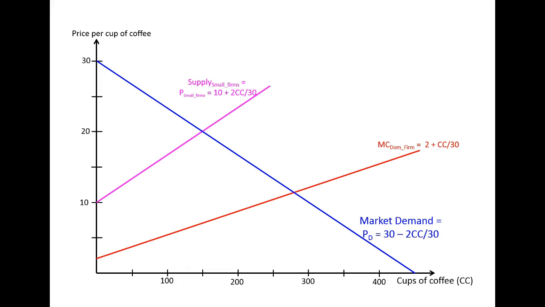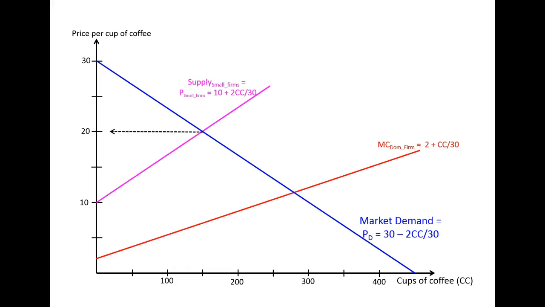In this case, we say that the dominating firm's marginal cost is 2 plus 30 cups of coffee divided by 30. So how can we find the demand that the dominating firm is facing? Well, it's quite logical actually. If we have a price that is 20 or above, then the small firms have the possibility to fulfill all the desires from the consumers on this market. So at the price of 20, the demand for the dominating firm's production will become 0.